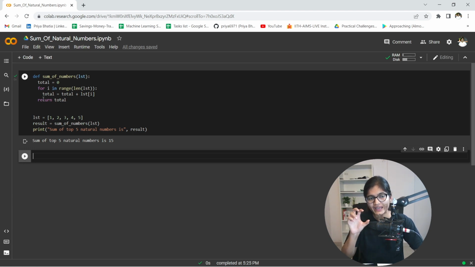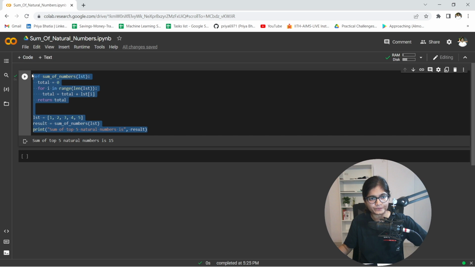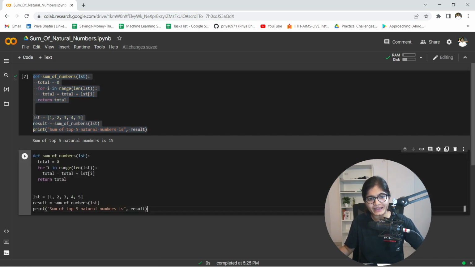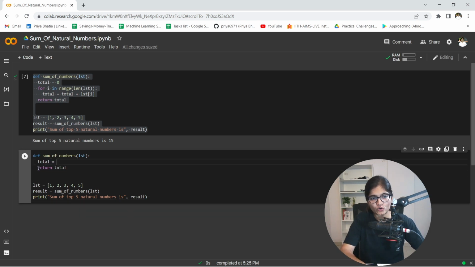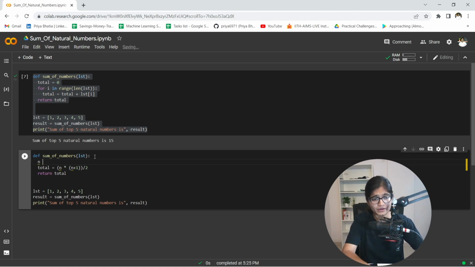Now I can do the same thing with another method. I hope everyone knows we have a formula for the sum of n natural numbers. What is that formula? It is n into n plus 1, divided by 2. In this way also, we can calculate the sum of n natural numbers. What is n here? n is the number of elements I have in the list.